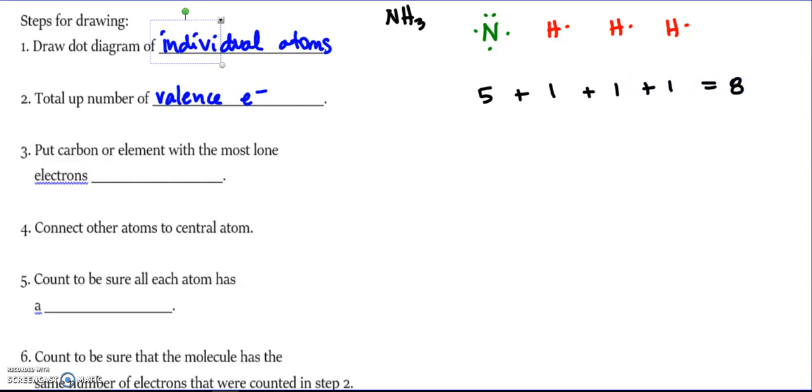All right, next it says put carbon or the element with the most lone electrons, meaning single electrons all by themselves, in the center. So like this right here is a lone electron. Okay, the 2 up top are not. So that means I'm going to look at these and say, okay, nitrogen has 3 single electrons here, and each hydrogen has 1. So nitrogen's what's going to go in the middle.